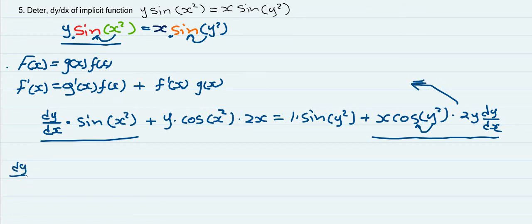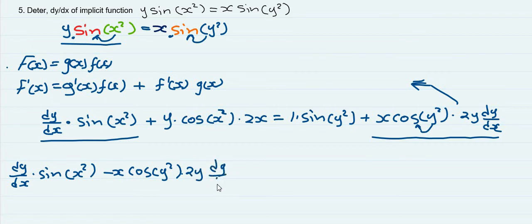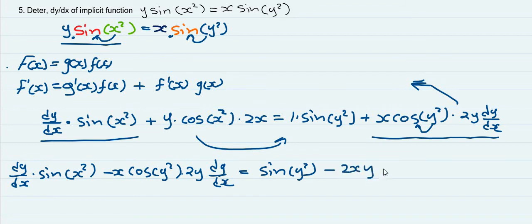ro ba le dy over dx multiplied by the sine of x squared e la ya change minus x cos of y squared multiplied by 2y dy over dx, then yaba equals to 1 multiplied by sine yaba sine of y squared, so I g on the right hand side yaba minus 2xy cos of x squared.